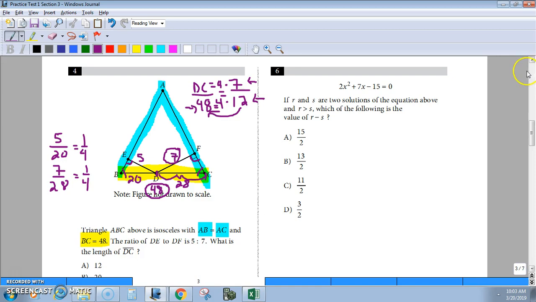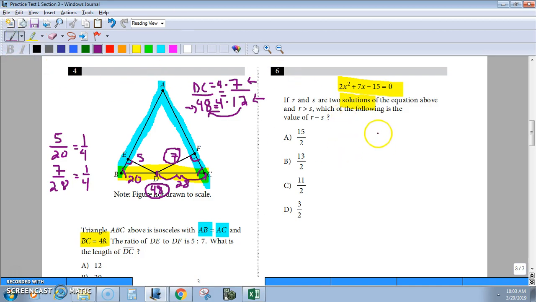Question 6. If r and s are two solutions of the equation above and r is greater than s, then which of the following is the value of r minus s? They just throw a lot of stuff at you, and I know it's freaky, but just remember, we're looking for solutions of a quadratic. There's 3 ways to solve a quadratic.